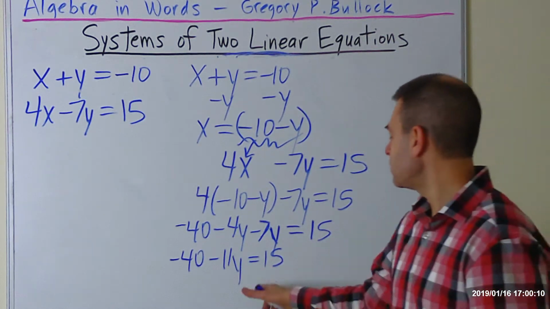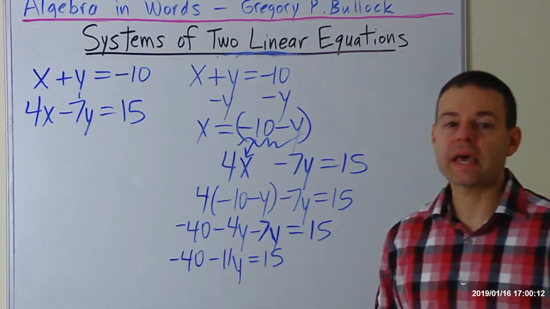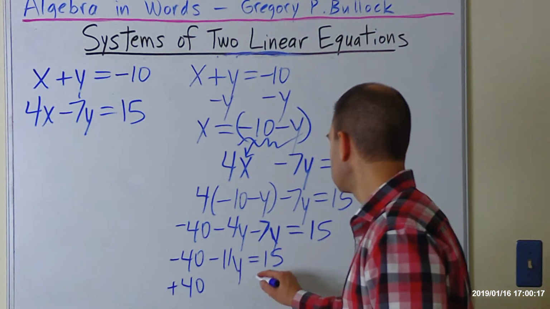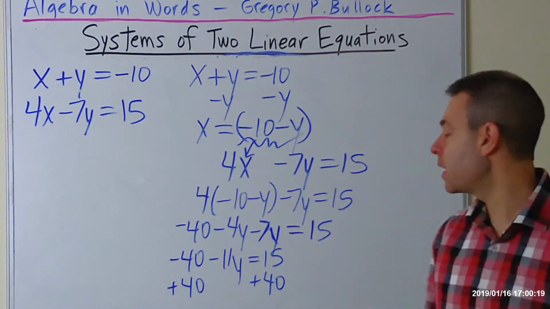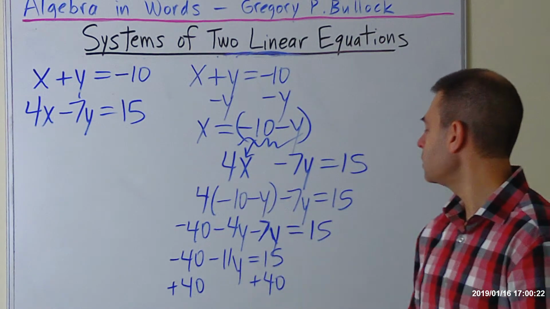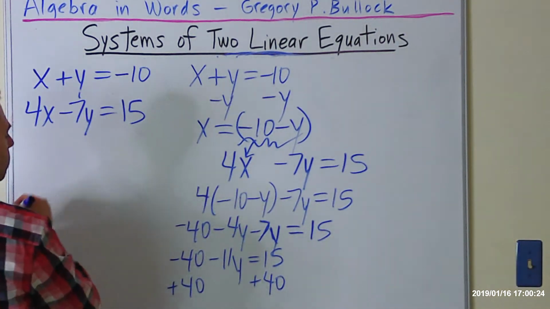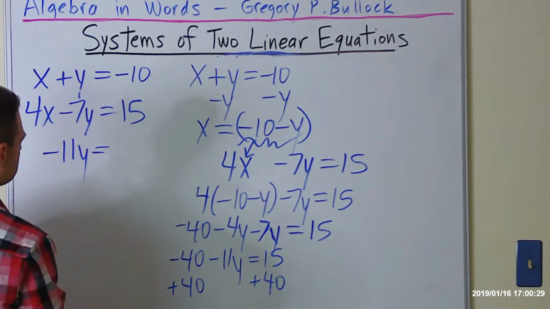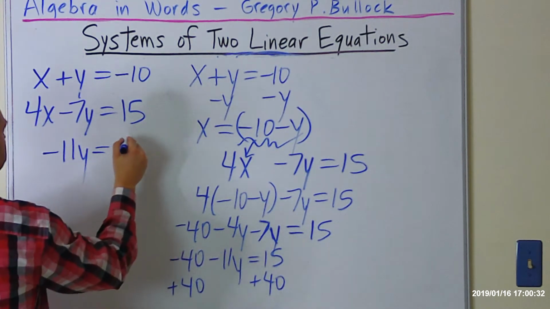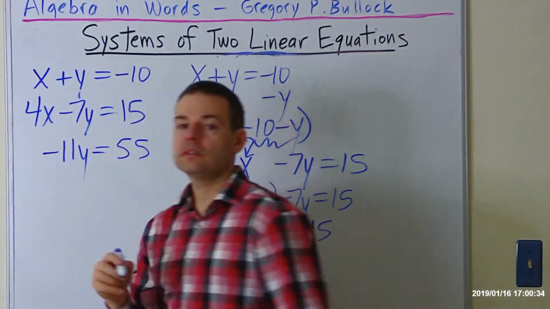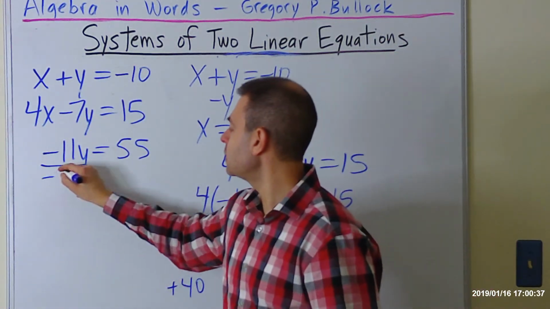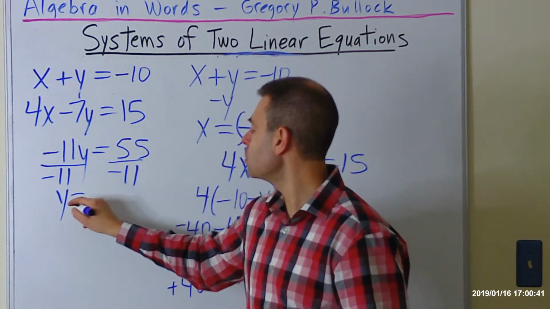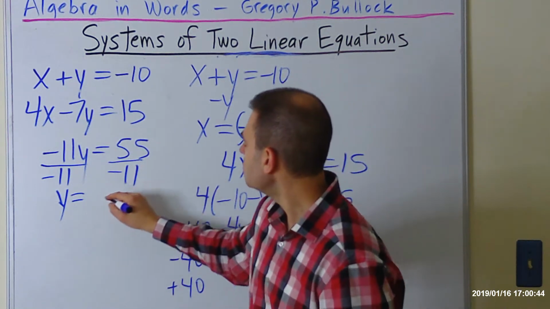And now let's isolate the term of the variable, and let's add 40 to both sides to move that over to the right side. I'm just going to move this up here. We're now going to have negative 11y equals 55. Divide both sides by the coefficient negative 11, and we get y equals negative 5.